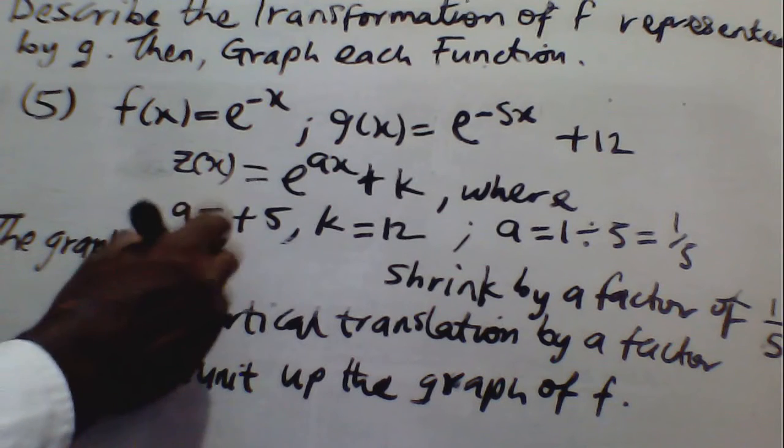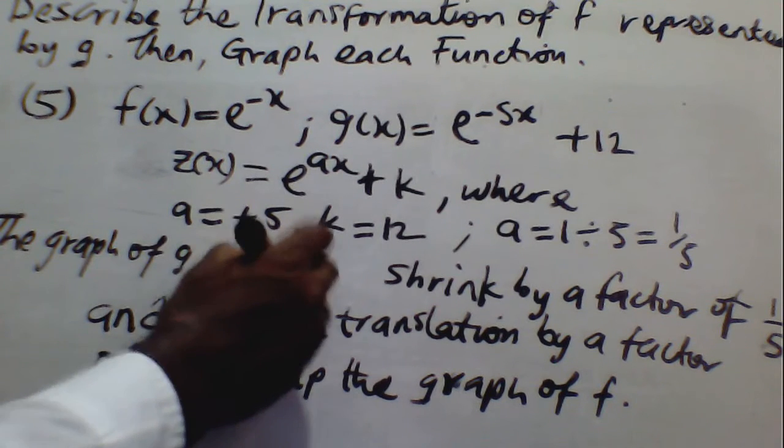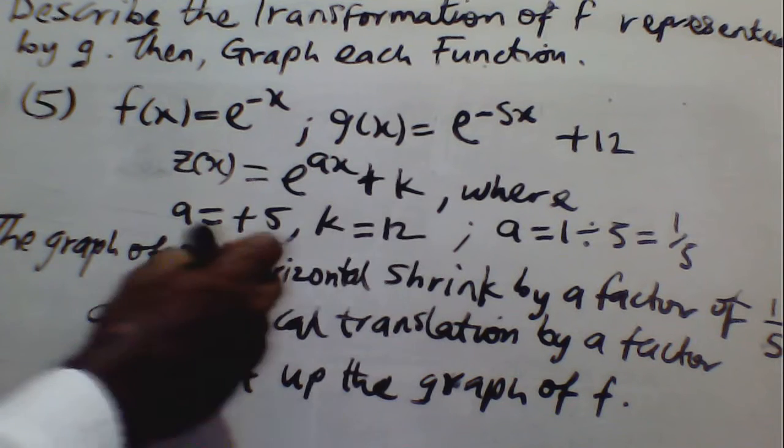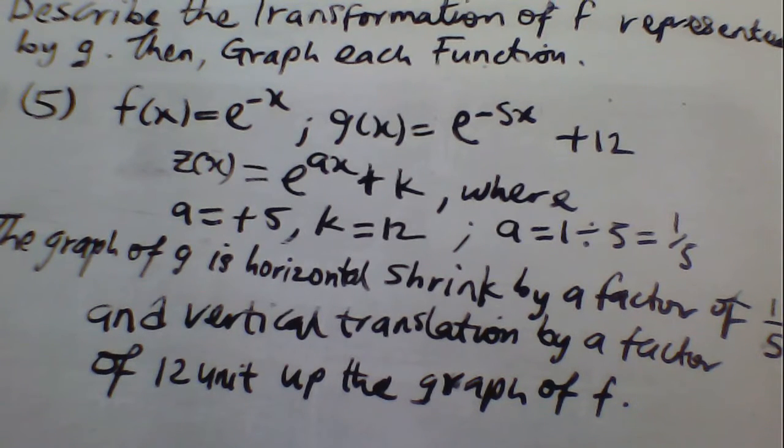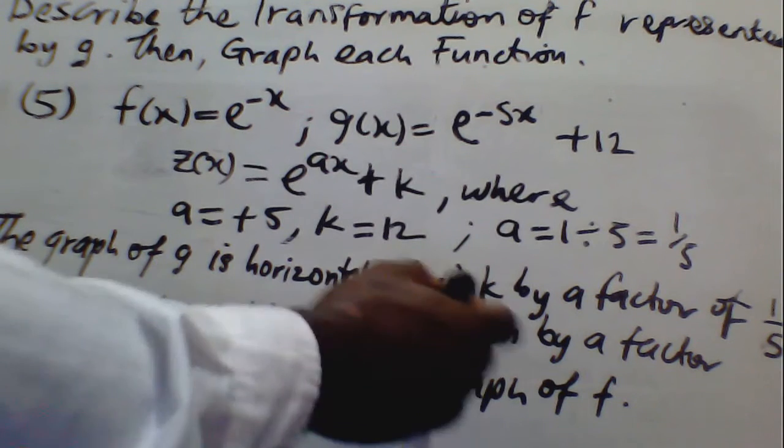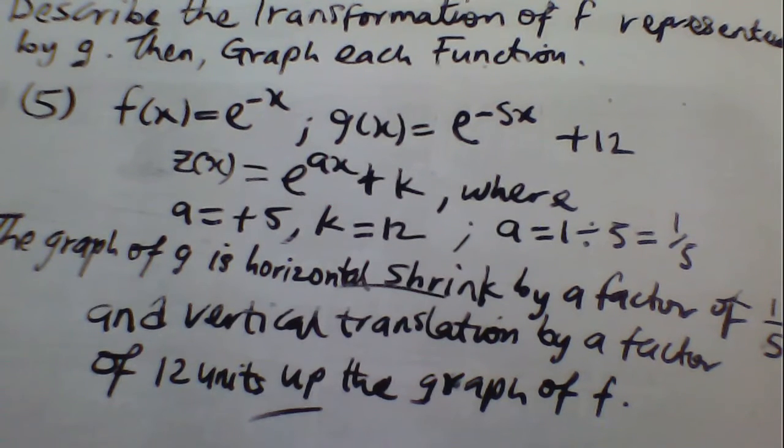The graph of g is horizontal. It's a horizontal shrink by a factor of 1 over 5 and a vertical translation by a factor of 12 units of the graph of f. So, having known the description, the next is to do what? To graph the function. Have any question before we proceed? If you don't have any question, I assume you understand it, so we can proceed to the next.